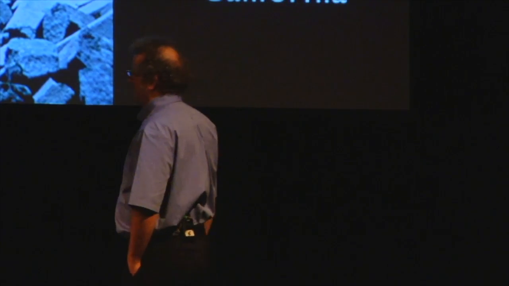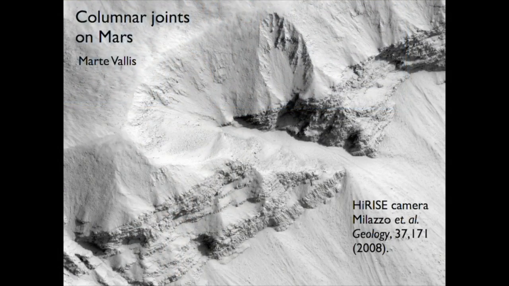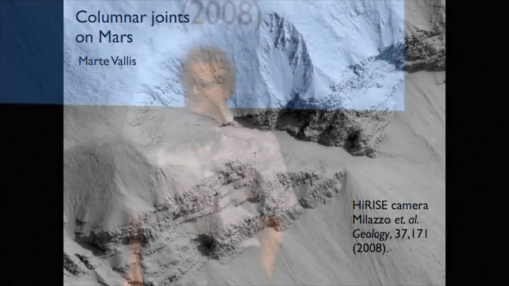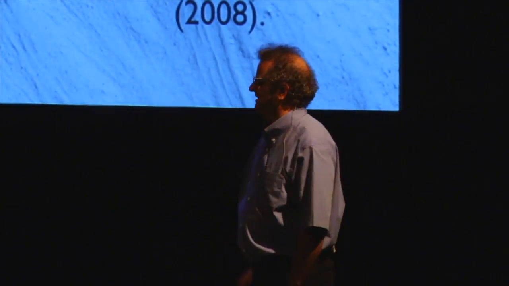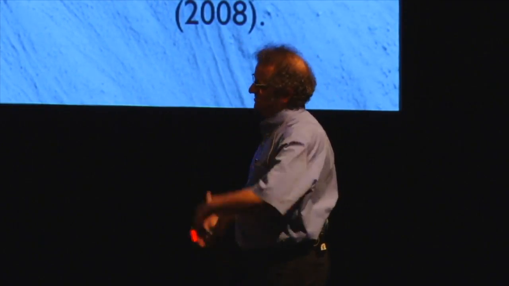Very recently, however, columnar joints were discovered in an even more interesting place, which is on Mars, in a place called Marte Vallis. I'm not sure how you pronounce it, but it's a huge crater. And the idea is that at some past time, there was a lava flow on Mars, which became columnar, and then it was excavated by a huge impact crater.